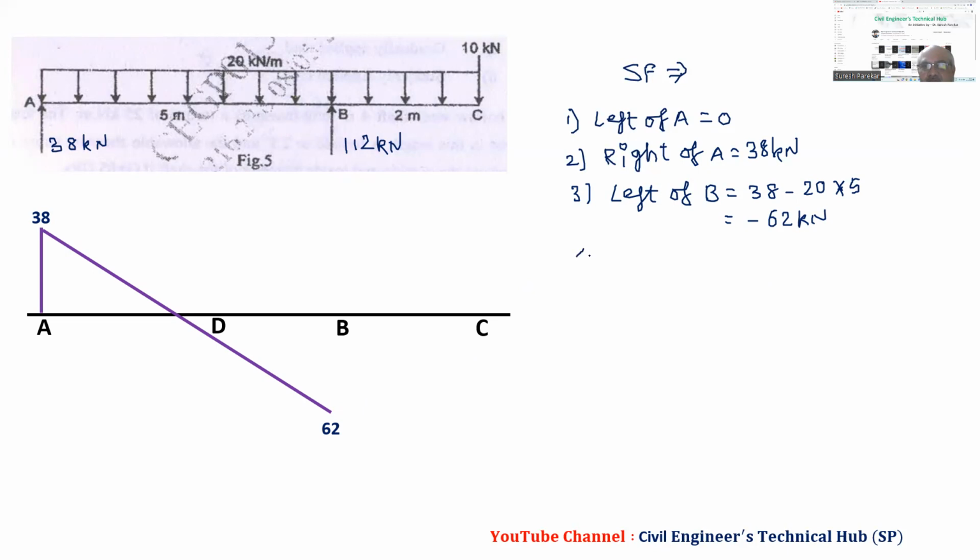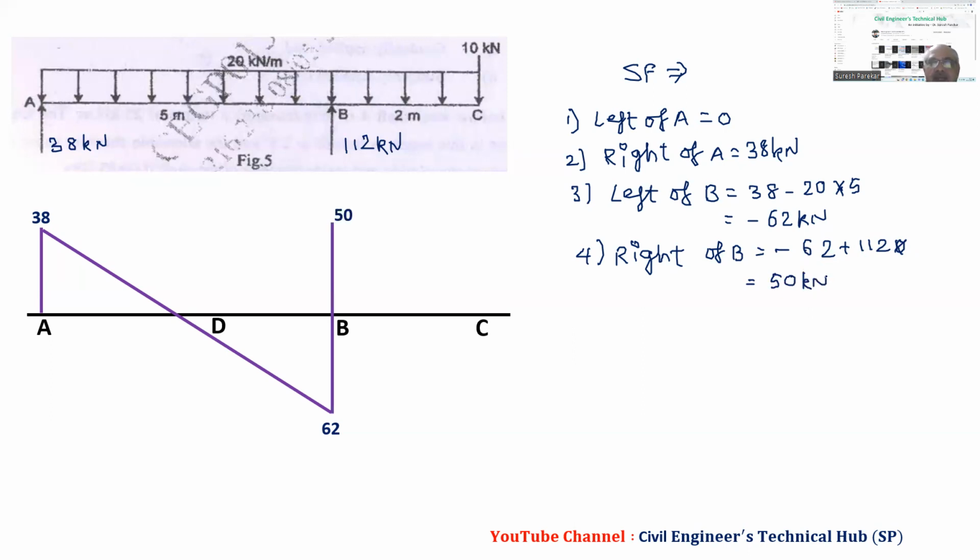Then fourth, right of B, that is equal to minus 62 plus 112. And then you can see this, 112, and then we have this as 50 kilonewtons. As we have UDL throughout, that is x to the power 0 for the load, so we have throughout x to the power 1.